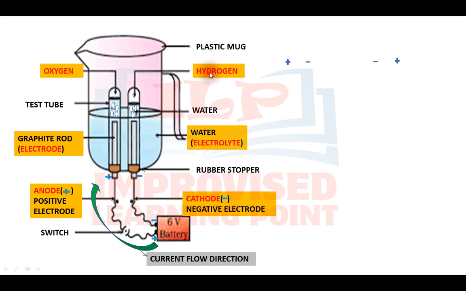Many types of questions are asked from this electrolysis process. So I made a single trick. If you remember that trick, you can easily and smartly answer any question related to this. So let's see the trick. You will remember this A is anode and this C is cathode.